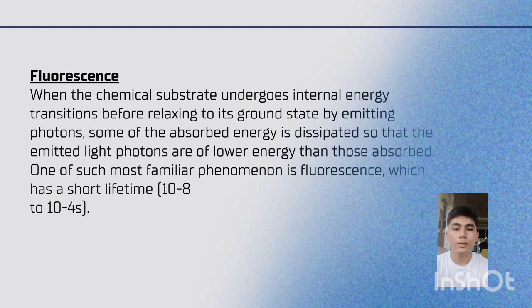Because of this, the light that is emitted has a lower energy compared to the light that was originally absorbed. That's why the color of the emitted light is usually different. This process happens very fast, but not instantly. The lifetime of fluorescence usually ranges from 10^-8 to 10^-4 seconds, which is still very quick, but it allows time for internal changes before the light is emitted.